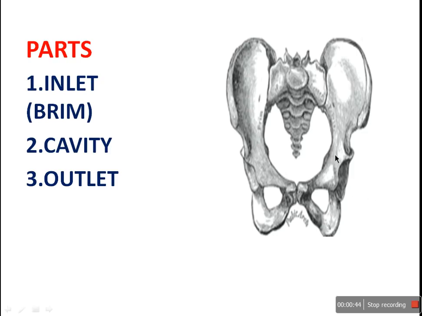If you think of this as a hole, the starting area of this hole is the inlet, the middle area is the cavity, and the last area is the outlet. Here we are not going to mention the different bones and joints in the pelvis, because we will discuss these when we discuss the anatomy of the pelvis in the anatomy area.